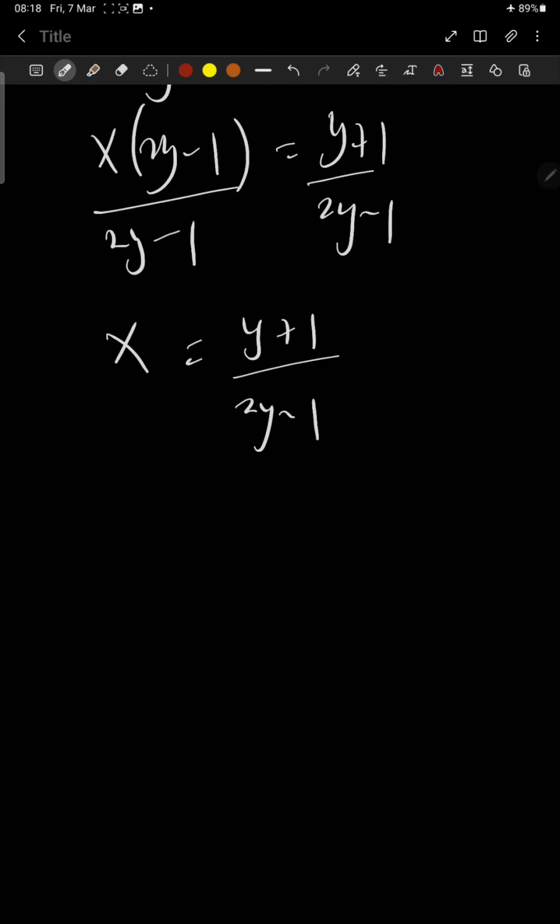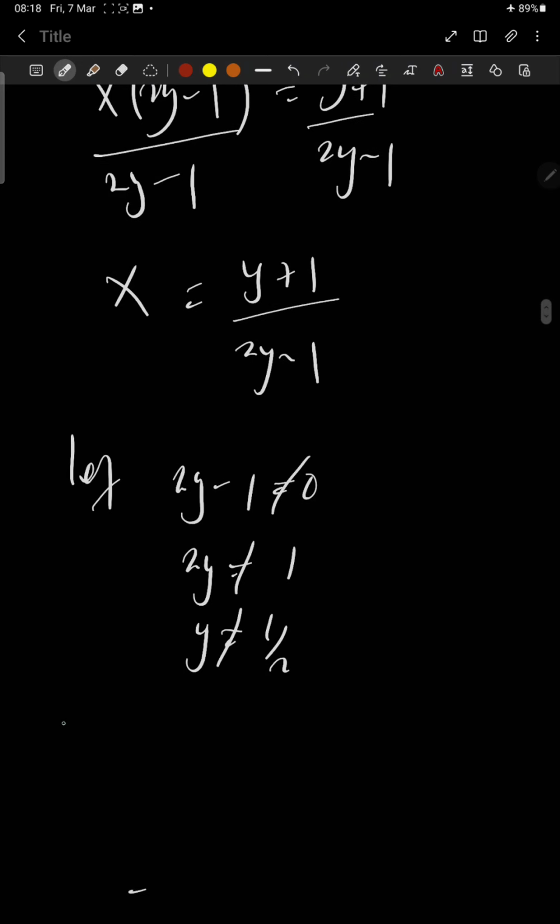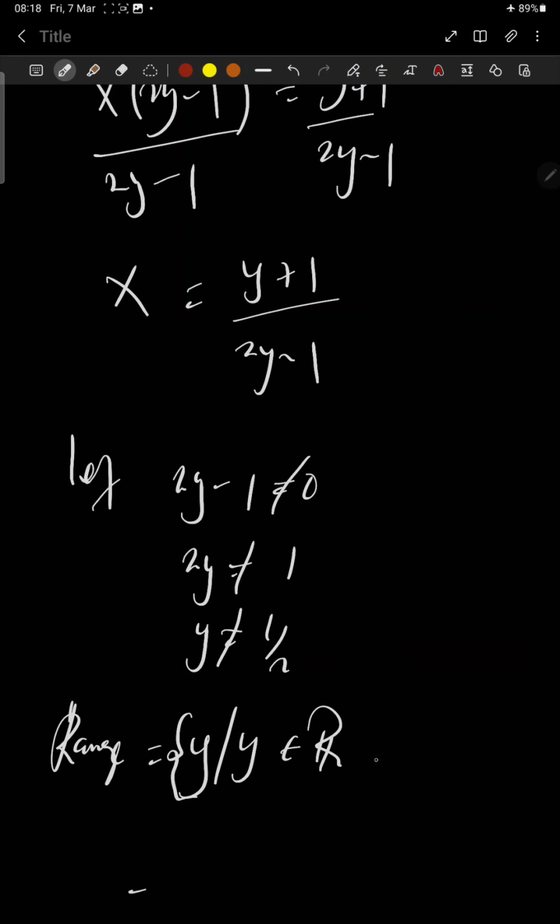So now you have this, right? So I'm going to select, this is the range, this is the inverse, right? Now you have to extract the range from the inverse. Okay, so this will be let 2y minus 1 not equal to 0. So 2y will not be equal to 1. So y will not be equal to half, right? So meaning the range will be equal to y such that y is a member of all the numbers in the universe, but y will not be equal to half. Okay, that's the answer to this question.